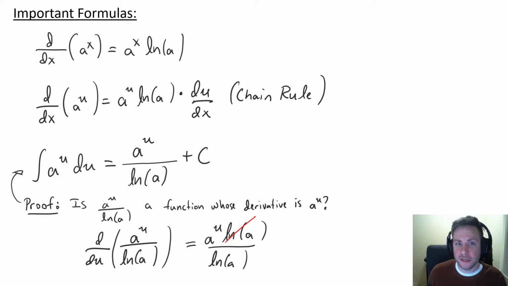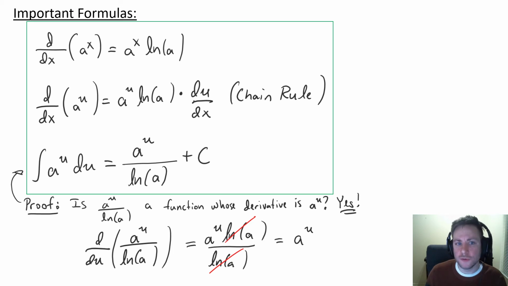Now, after simplifying, we can see that this derivative really is a to the u, so the answer to my question is yes. A to the u over ln of a is a function whose derivative is a to the u, so it must be the antiderivative. And that completes the proof of this integral formula. Also, don't forget to write all these ones down on your formula sheet.